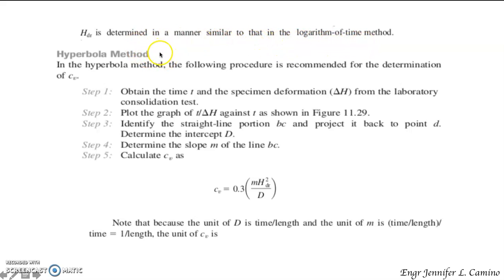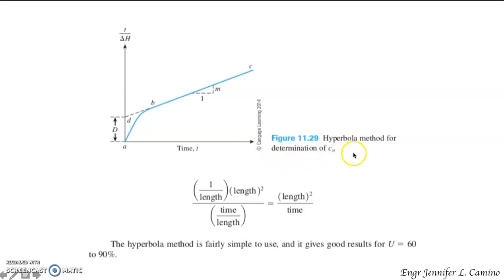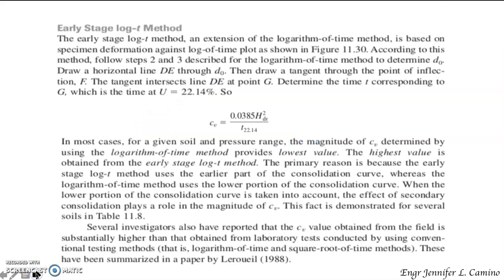The third one is the hyperbola method. In this figure, you are given this procedure so that you can calculate your coefficient of consolidation. This is now the figure for the hyperbola method for the determination of C sub v. The hyperbola method is fairly simple to use and it gives good results for degrees of consolidation of 60 to 90%.